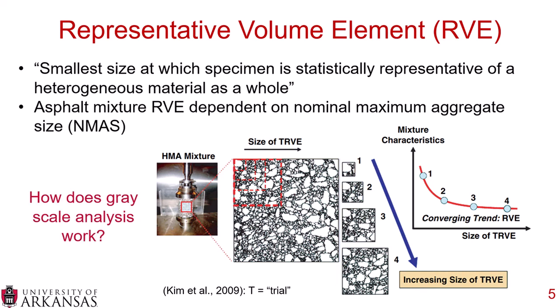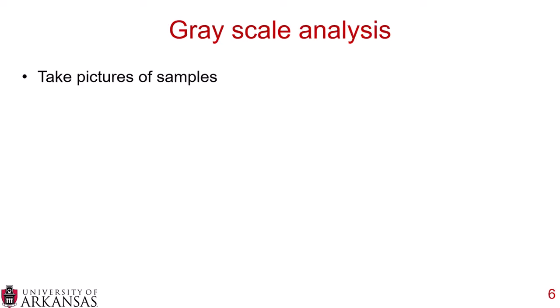So we've talked about aggregate size, we've talked about dynamic modulus, we've talked a little bit about RVE. Now, how does the grayscale analysis fit into this work?